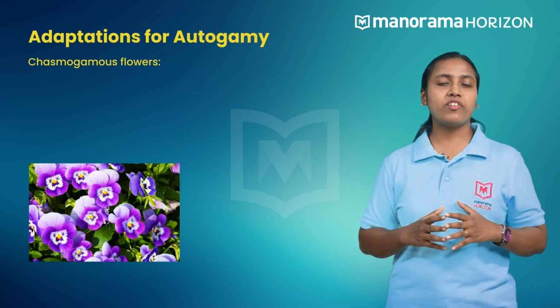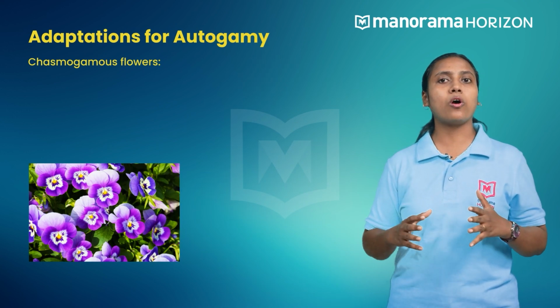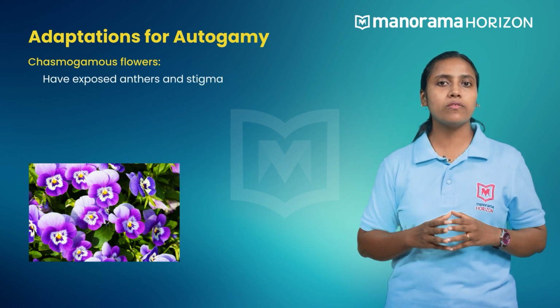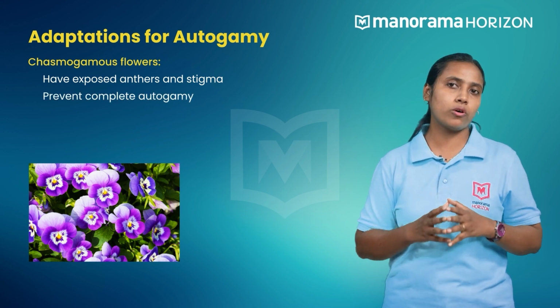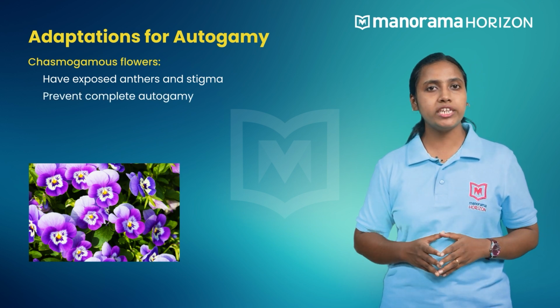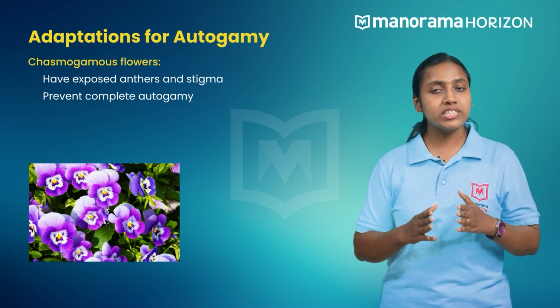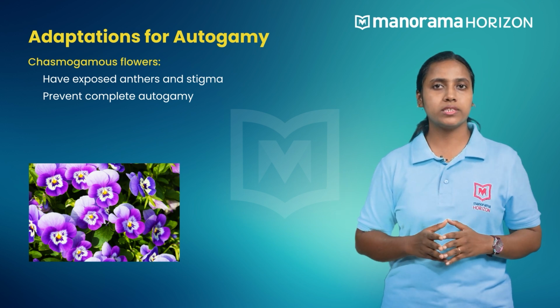If the production of cleistogamous flowers is such a beneficial process, why do all flowering plants not produce cleistogamous flowers? Why do they produce open flowers called chasmogamous flowers? The answer is the flowers that open at maturity are called chasmogamous flowers. The exposed anther and stigma of these flowers prevent complete autogamy and facilitate pollination of stigma with pollen grains from other flowers of the same plant or different plants.